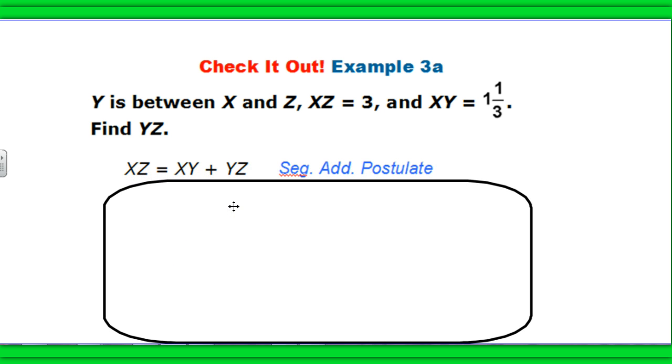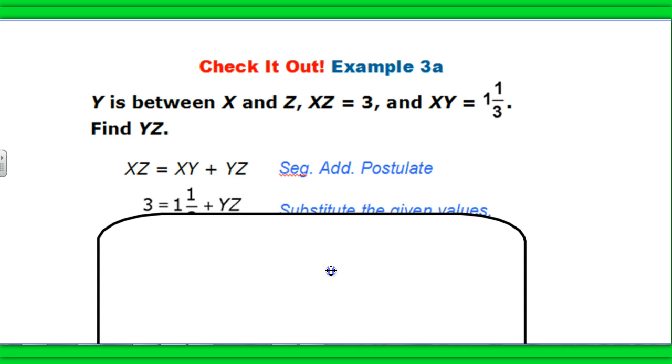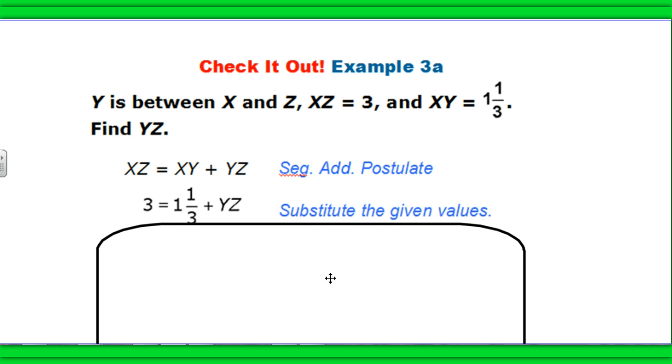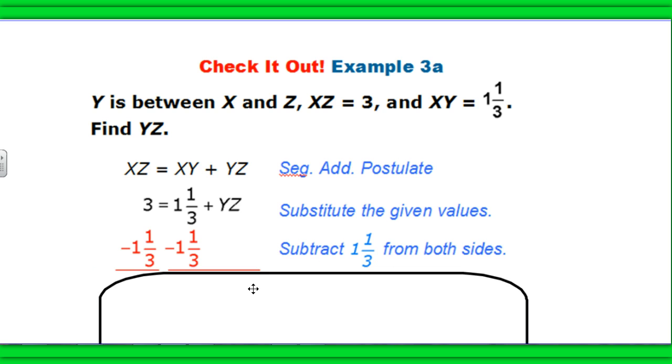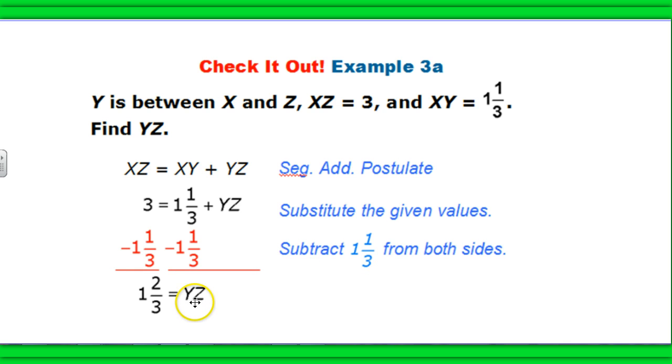So we know that XZ, the long segment, equals XY plus YZ. That's our segment addition postulate. Now what could we substitute here? We know XZ is 3 and we know XY. So we substitute the known values. And now we simply solve for the measurement of YZ using subtraction, right? We subtract 1 1/3 from both sides, and you should have YZ equals 1 2/3.